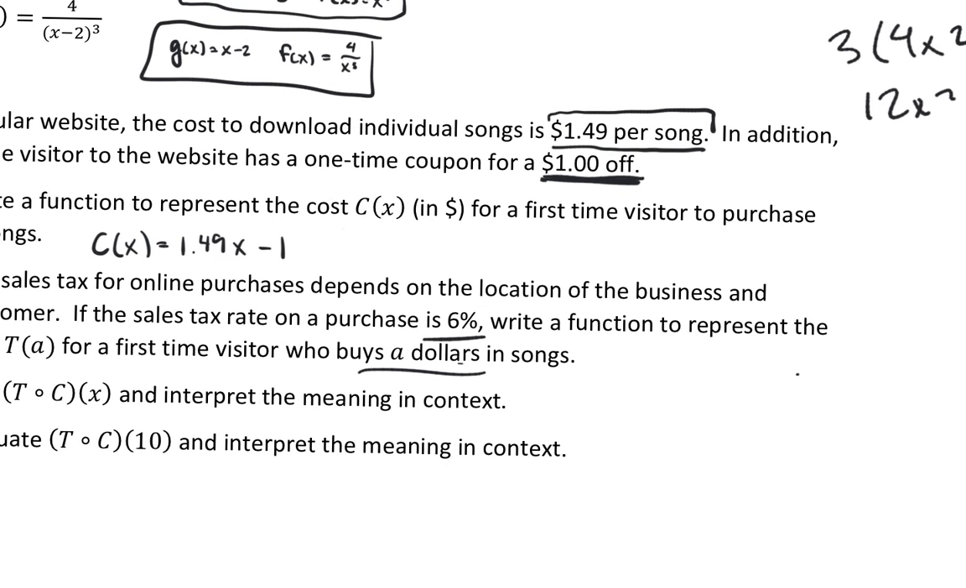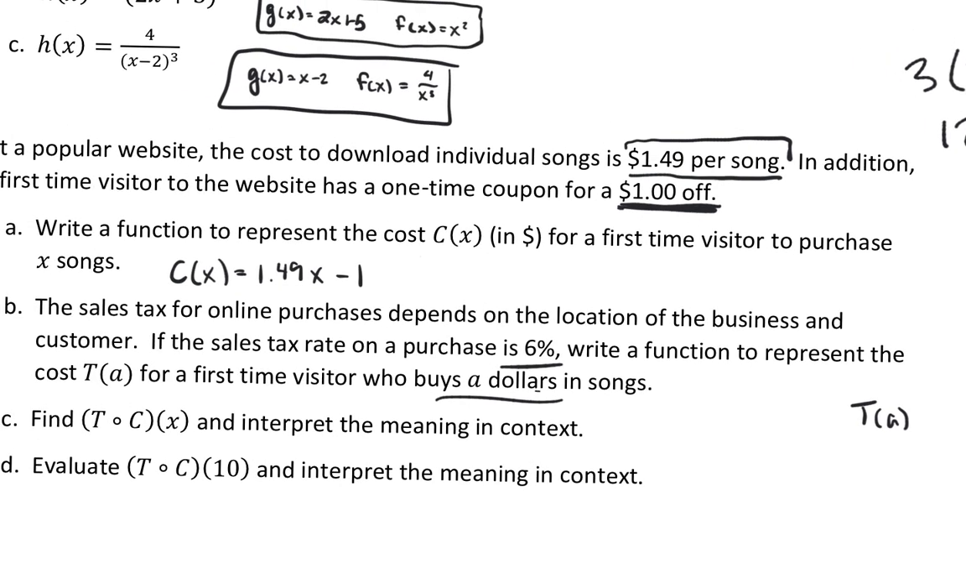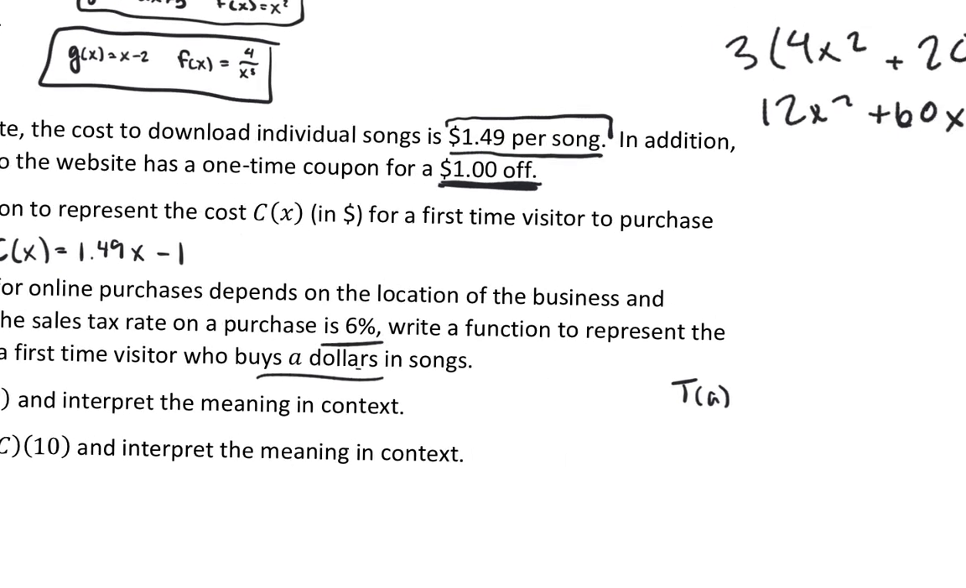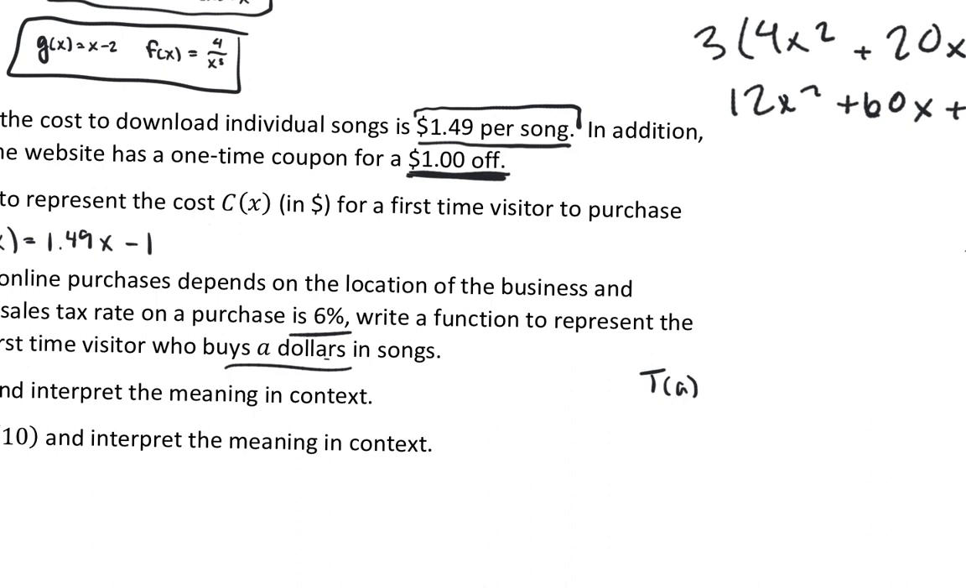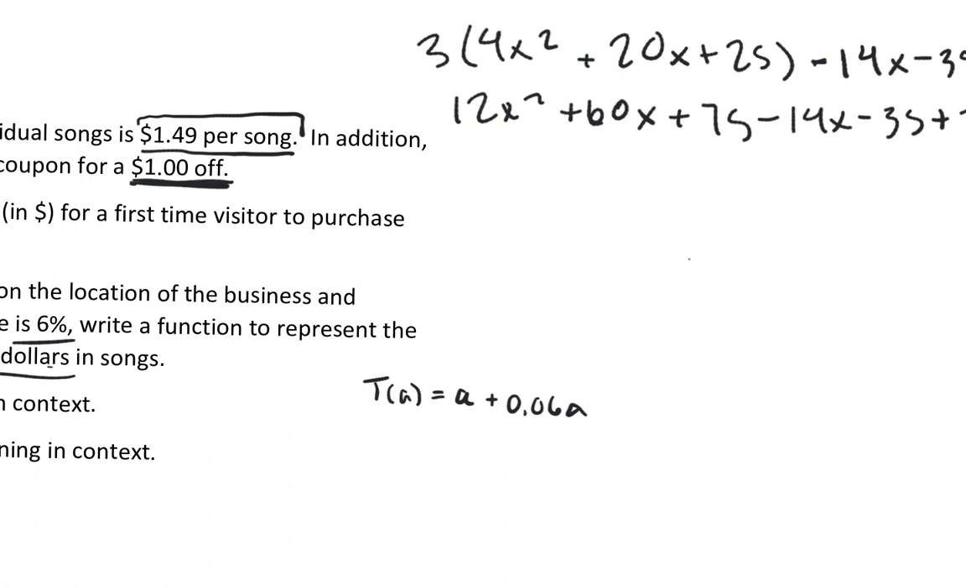So if we think about it as T of A, that is the cost with tax included, so it would just be our original cost plus 6% or 0.06 of the original cost. So here, T of A is going to be equal to 1.06A.